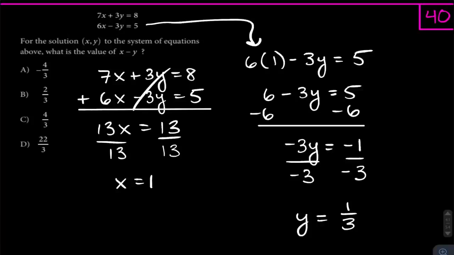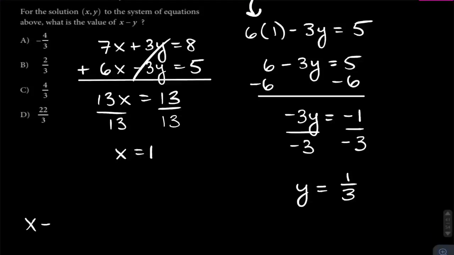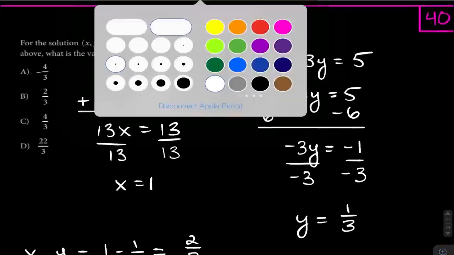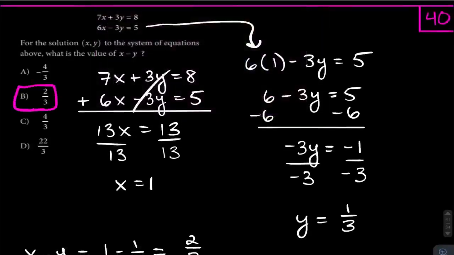So remember here that we're trying to find x minus y. We're not trying to find x, we're not trying to find y, we're not trying to find them together. We're trying to find x minus y. So the last step here is going to be to actually do x minus y. x is 1, y is 1/3, and if you just subtract these, you're going to get 2/3. And that right there is choice B.